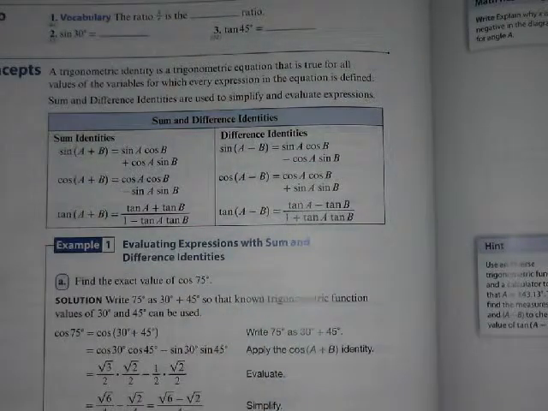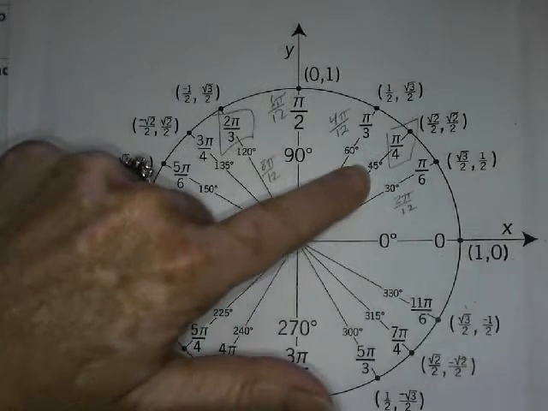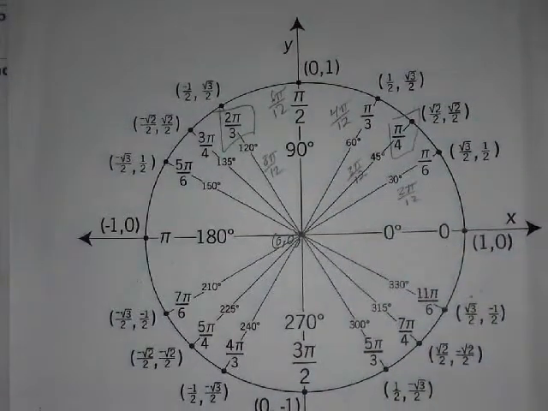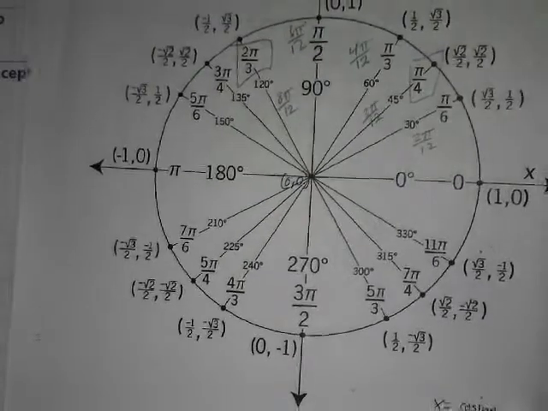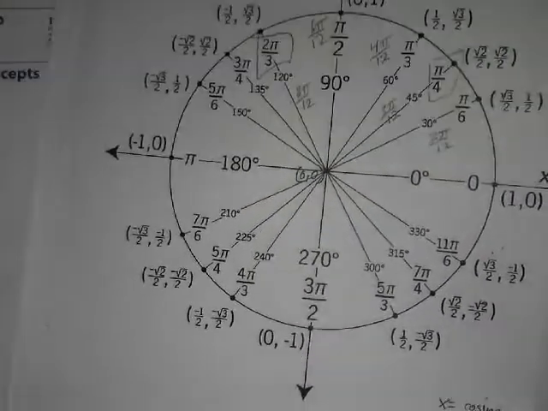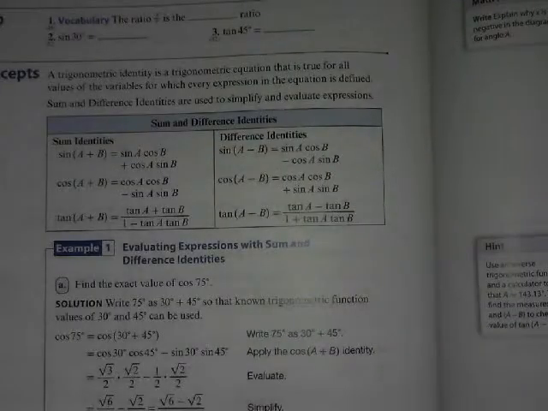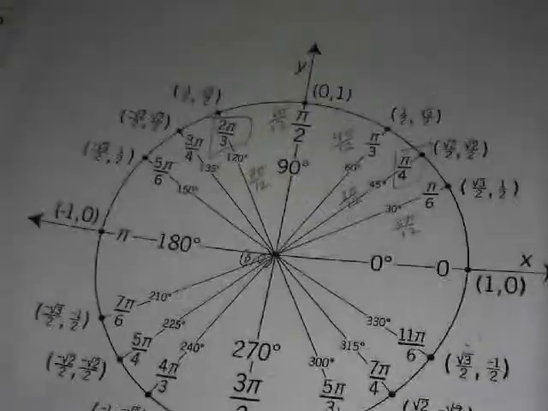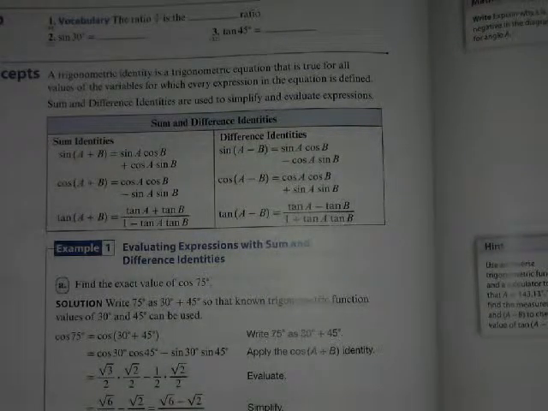find things like how you can find things using your unit circle, right? You can find certain degree measures or radian measures on your unit circle using special triangles. But if you're given a degree measure or an angle measure that's not one of your special unit circle measures, you can use these sum and difference identities.